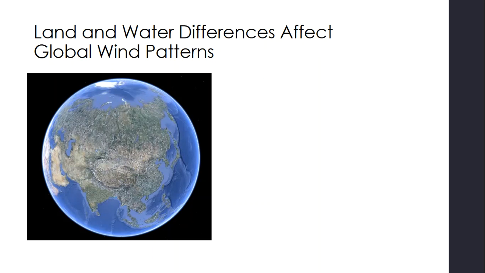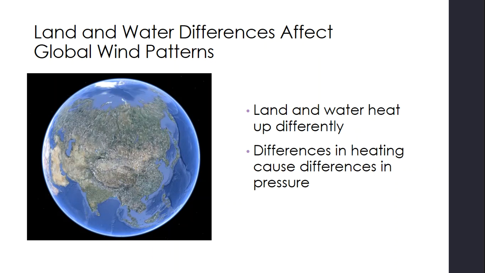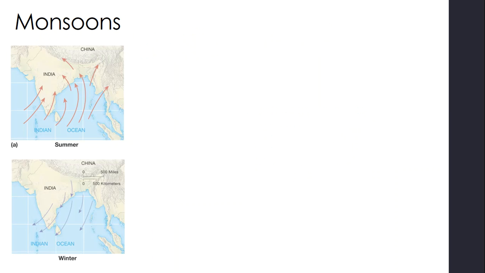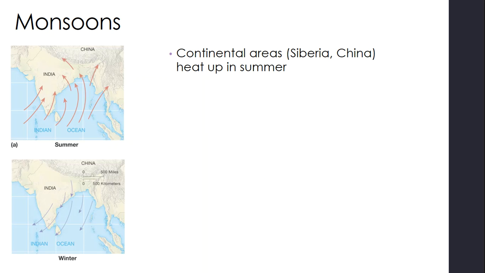And so land and water differences also affect global wind patterns. Again, land and water heat up differently, which we've learned. And differences in heating cause differences in pressure, which we've also learned, right? And so the monsoons are these very special rains that happen in several areas, but are very, very important in parts of Asia and India.